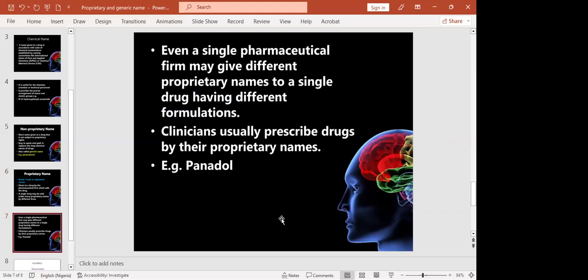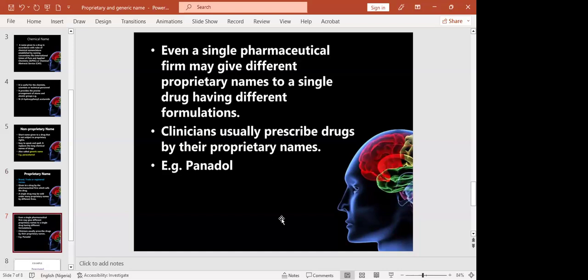So even a single pharmaceutical firm may have different proprietary names for a single drug that has different formulations. They can tell you one is extended release, one is extra strength. You've seen paracetamol that they'll say is extra strength, prolonged release. They will tell you it is chewable tablets, or effervescent because it releases some gas, or dissolvable inside water. At the end of the day, it's still paracetamol. So they may give different proprietary names for each of those different formulations.